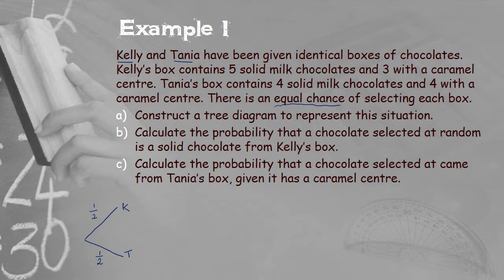Once we've chosen Kelly's box, then I put my hand in to choose a chocolate, and it could be a milk centre or it could be a caramel. If I put my hand in Tanya's box, I could get a milk chocolate or I could get a caramel. It tells us down the track that we're talking about a chocolate selected at random, so therefore we assume that there is an equally likely chance of choosing any of those chocolates.